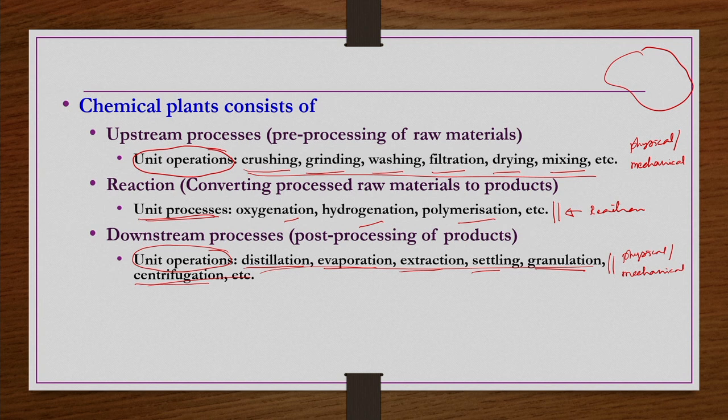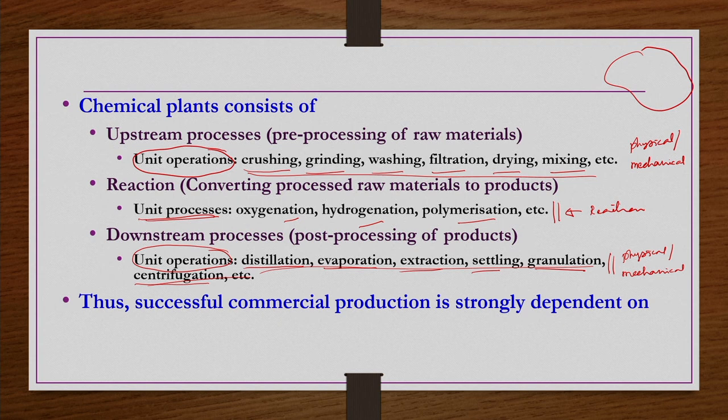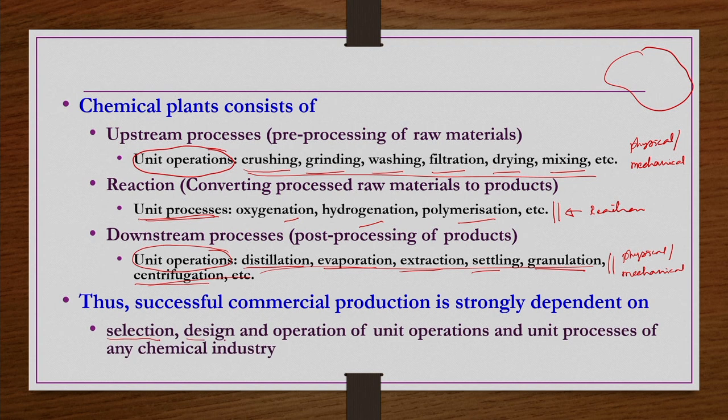Fine? Okay. So the successful commercial production is strongly dependent on the selection, design and operation of unit operations and then unit processes of any chemical industry. Right? More than 60 to 70% of capital investment is on unit operations basically, and then connections, pipe connections, etc., in any chemical plant if you take. So not only unit processes, the selection, design and operation of unit operations is also very essential for operating the chemical plant successfully. Successfully in the sense of operating them safely, efficiently and economically. All three are important. Okay?